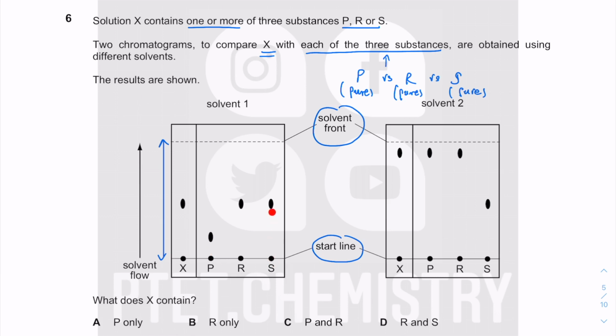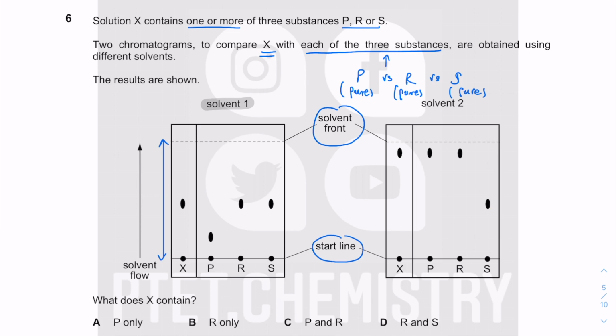That's because S and R are more soluble in solvent 1. Okay, so they are different solvents. In solvent 1, R and S are more soluble compared to P. That's why they travel further in solvent 1. But in solvent 2, P and R travel further than S. That's because P and R are more soluble in solvent 2 compared to S, which is less soluble in solvent 2. That's why it doesn't travel as far up for the same given time.